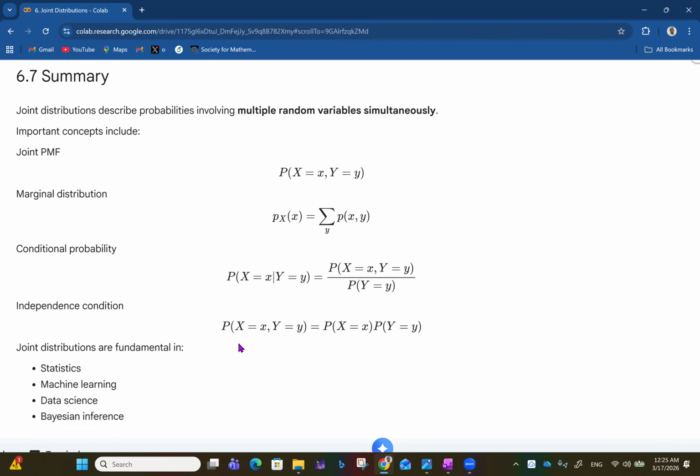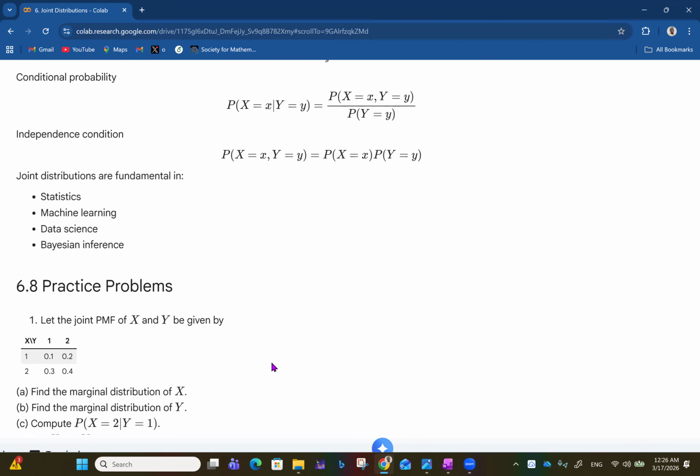So, the independence condition: if two variables are independent, one doesn't say anything about the other, like in the case of two dice. So the joint probability of two independent variables is the product of their individual probabilities. So joint distributions are fundamental in statistics, machine learning, data science, and Bayesian inference.